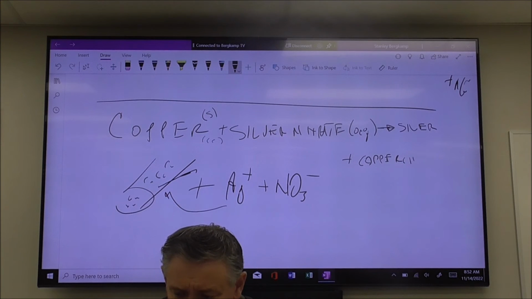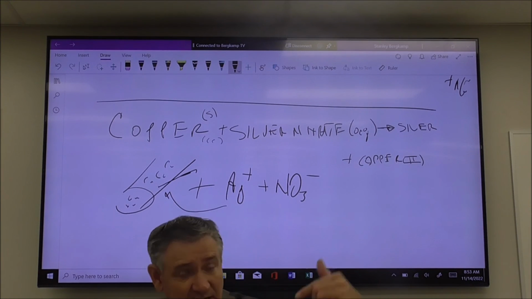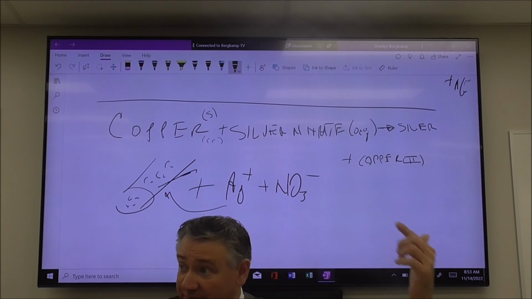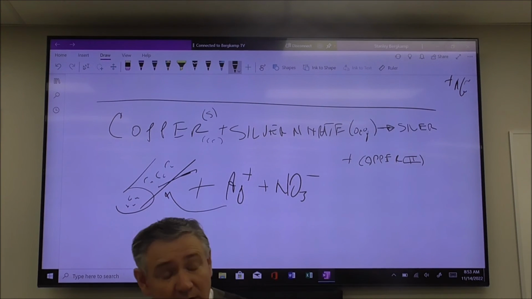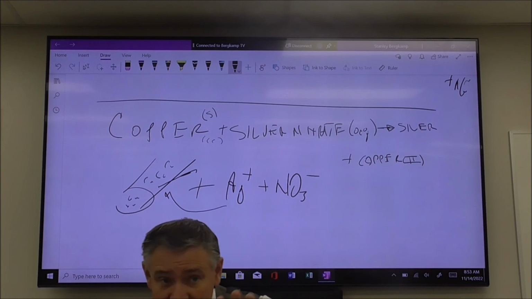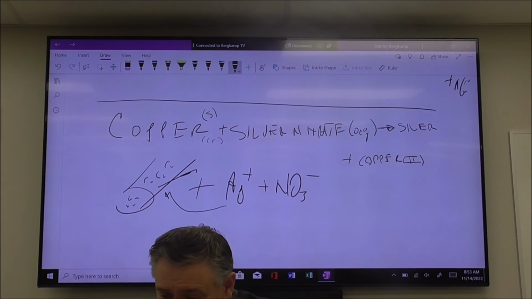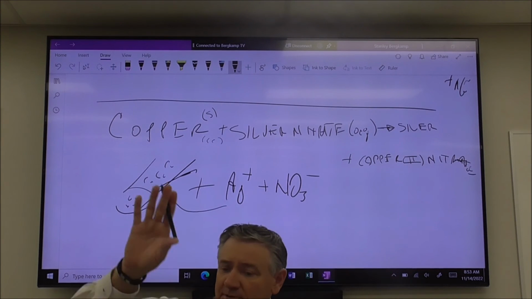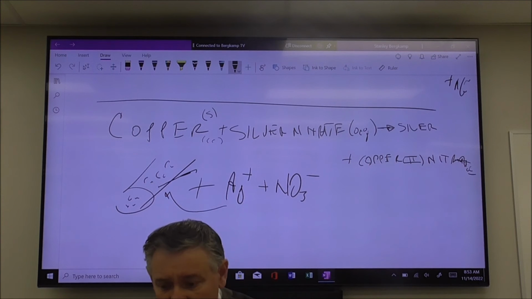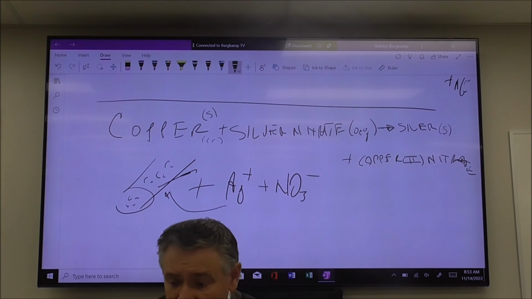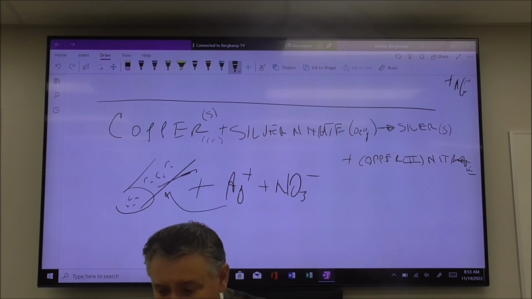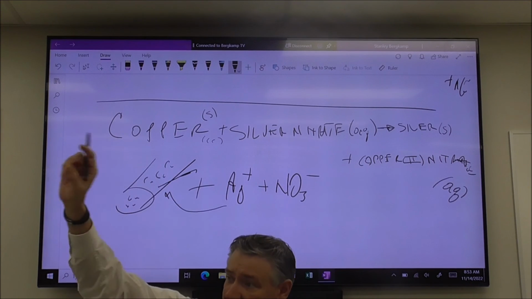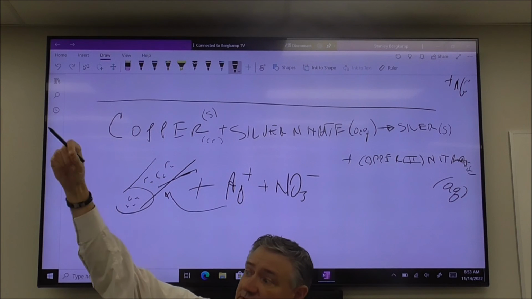Now I need to put the Roman numerals after it because now it's formed an ion. Now I need to say, hey, did I form copper 1? Did I form copper 2? It's going to form copper 2 because that's the lowest possible state. So then you can have copper 2 nitrate. Okay, so there's your word equation. Copper plus silver nitrate is going to yield silver, and that's solid silver. And then the copper nitrate, if you really want to get fancy, you're going to put aq on the end of that because that's aqueous silver nitrate.